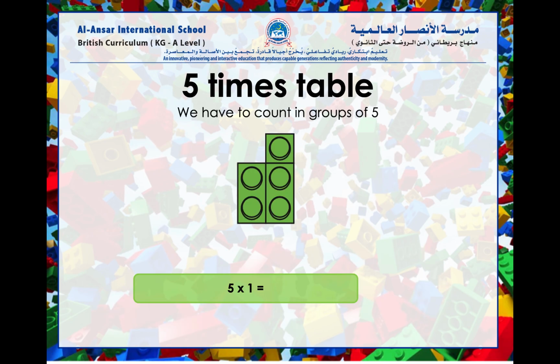Let's have a look. Here we have 5 times 1 because we are going to be counting in groups of 5. So here we have one group of 5. We can count 1, 2, 3, 4, 5. One group of 5. So 5 times one group equals 5.